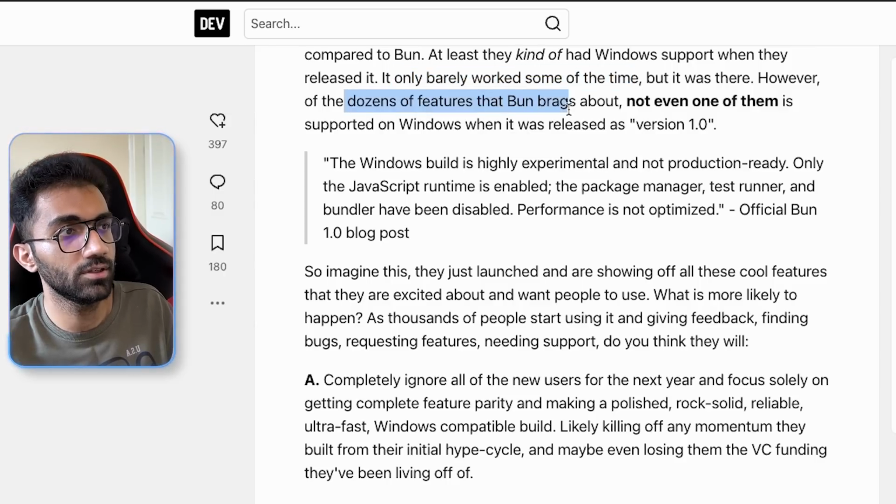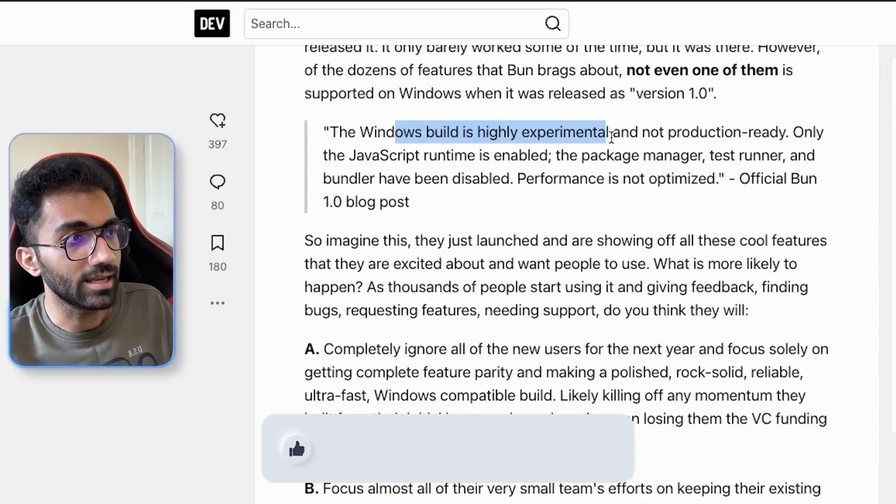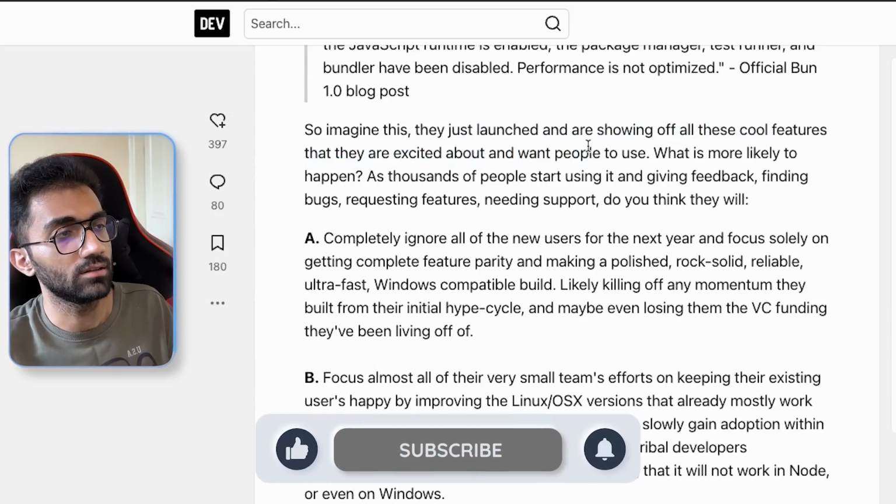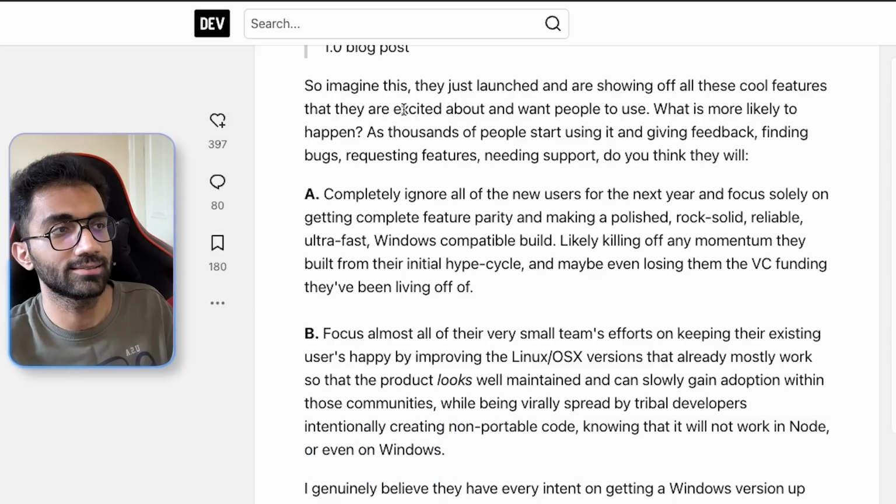However, not even one of the dozen features Bun brags about is supported on Windows when it was released as version 1. The Windows build is highly experimental and not production ready. So imagine this, they just launched and they are showing off all these cool features. They're excited about what people want to use. What is more likely to happen?